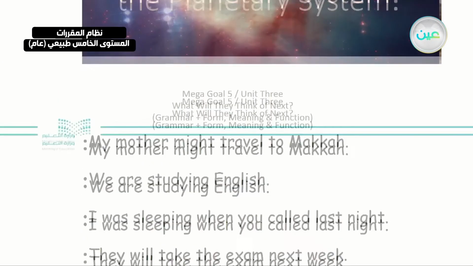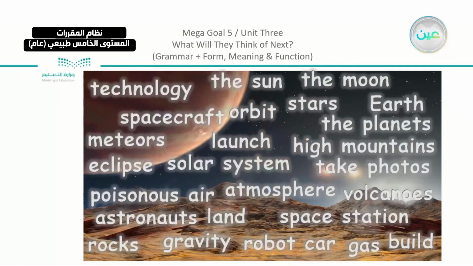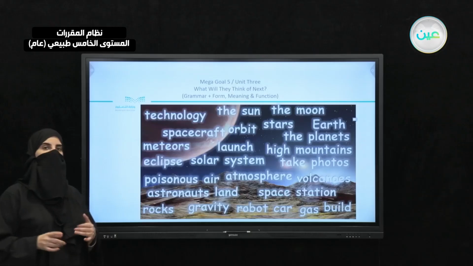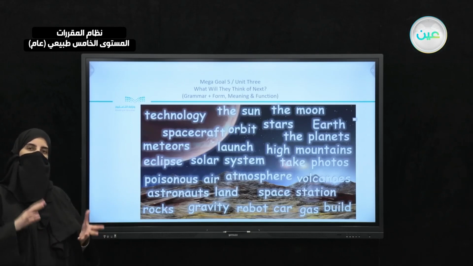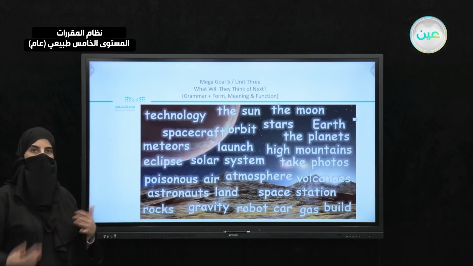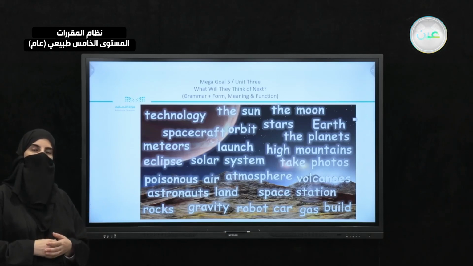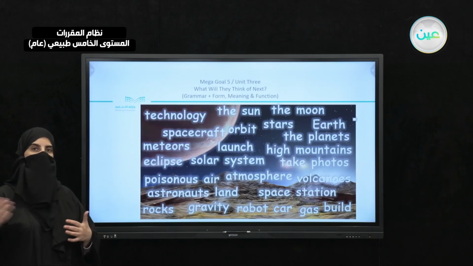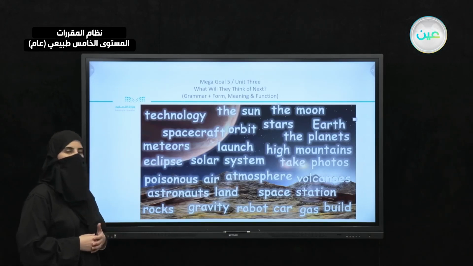Yes, now the last part that we have here in the form, meaning, and function was the words that we discussed connected to space, and we have here the planetary system. So all of these words that we have here, now we apply them in sentences. You can also apply them in other examples. They are for the meaning vocabulary part, which is related to space. Do you remember Mr. Mooney and what did we talk about? Astronauts and the projects that we have here in space. So these are the words related to space in general that you can apply within your sentences.